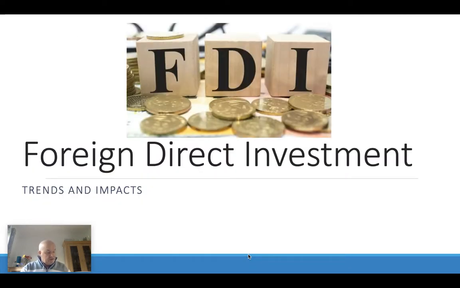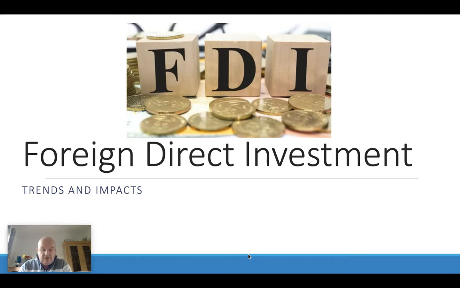Okay, so let's take a look at the next thing within CC14, which is foreign direct investment. We've already talked about FDI and the fact that it is very closely linked to globalization, and part of the reason for foreign direct investment is to gain from the advantages of globalization specifically. So let's take a look at this in a little bit more detail.